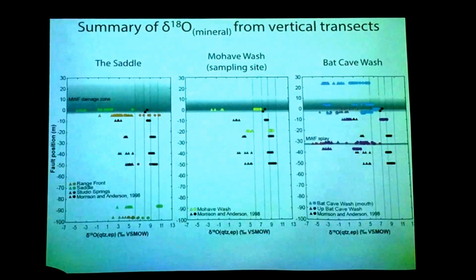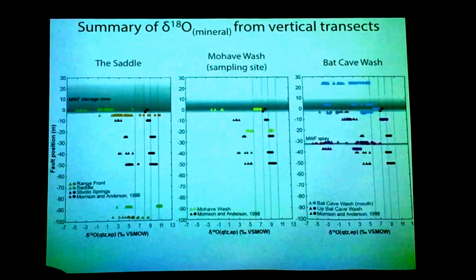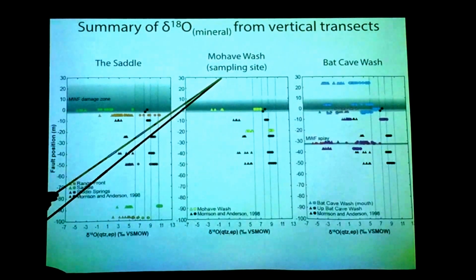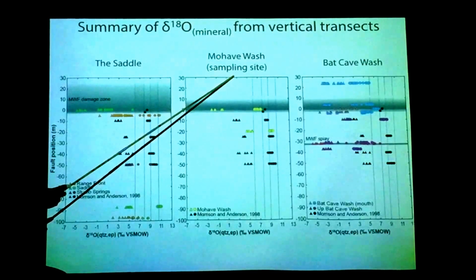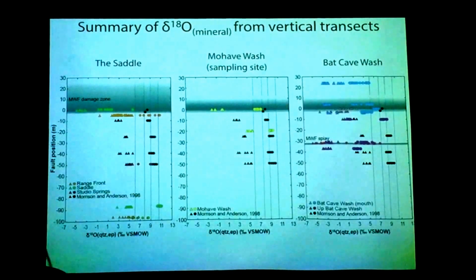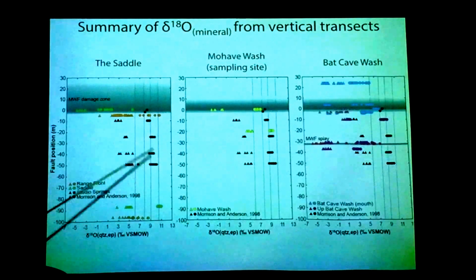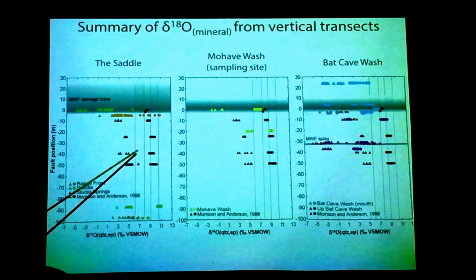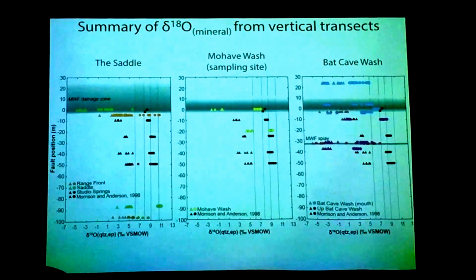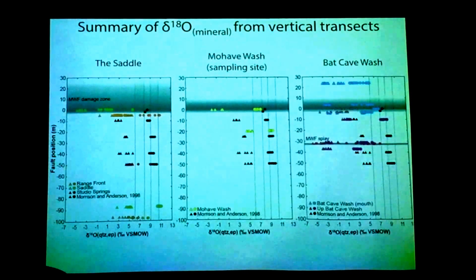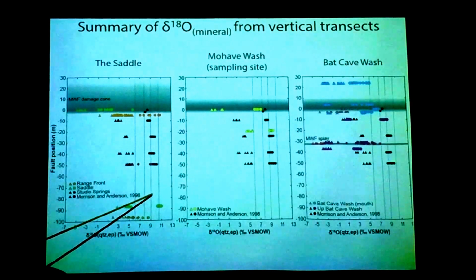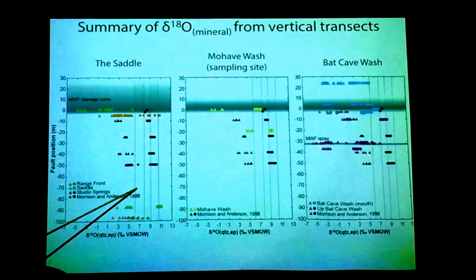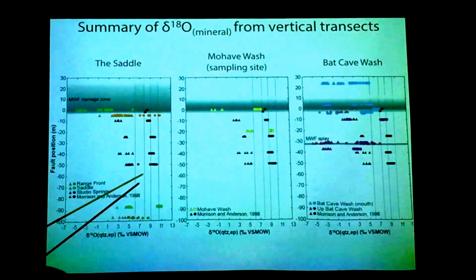So now looking at the actual vertical transect sites, here we have the saddle, the relatively shallow area, the previous sampling site done by Ohio University, the Mojave Wash sampling site, and the Back Cave Wash. Quartz values are shown in circles and epidote in triangles. The black data is data by the Morrison and Anderson study in the nearby Whipple Mountains. The blue vertical bar in each transect represents quartz magmatic values, and the green vertical bar represents epidote magmatic values.